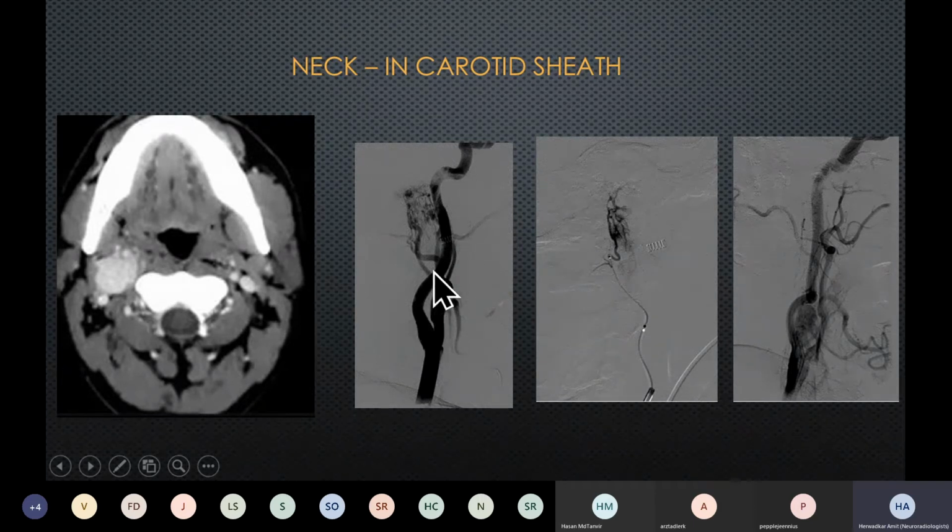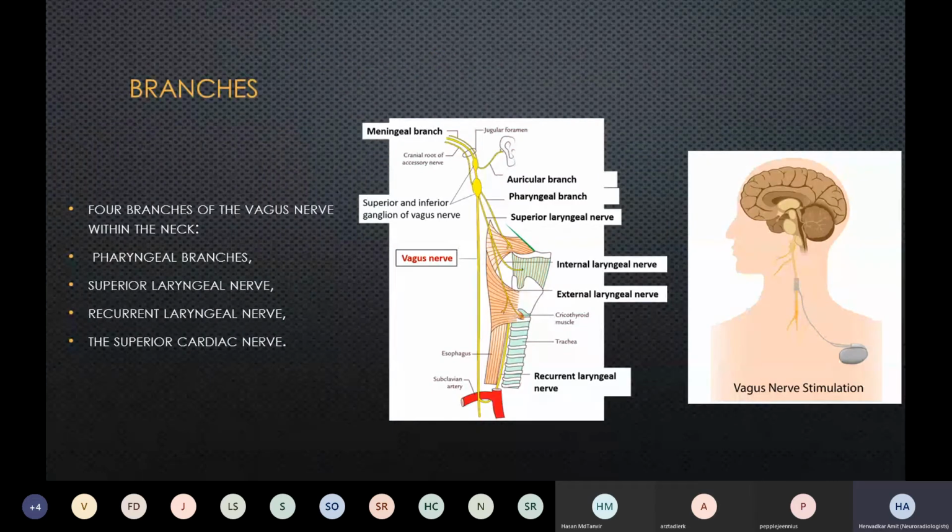This is a patient with a paraganglioma, extremely vascular, and not only at the skull base, but to show you that paragangliomas can occur even at the carotid bifurcation. So this is a carotid body tumor, which is vascular.